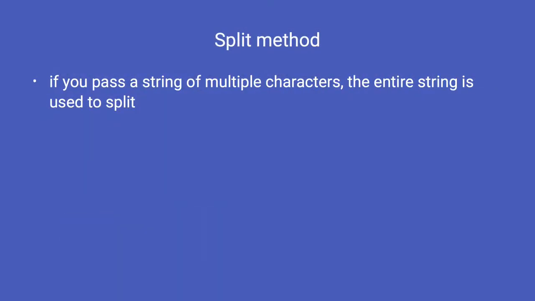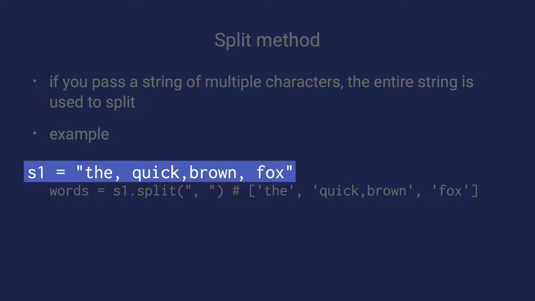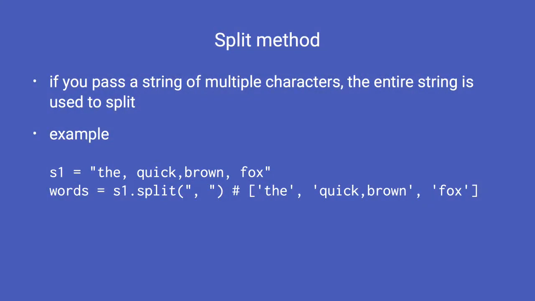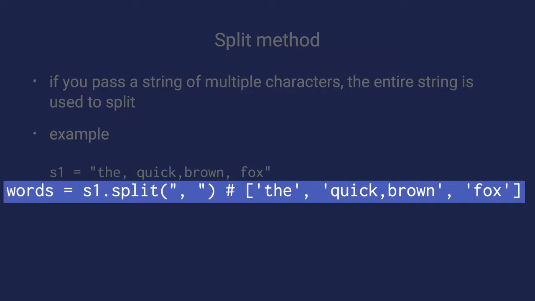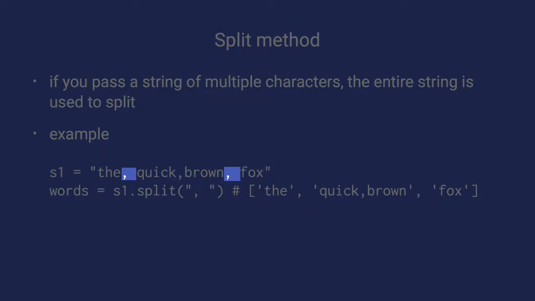You can pass a string of multiple characters as the separator, but this is less common. In this case, it only splits when the entire separator string is encountered. In this example, we have a space and a comma after the word the, but only a comma after the word quick. There is a space and a comma after the word brown. If we split it by passing the string consisting of a space and a comma, we get a list of 3 strings, as it only found a space and a comma together in 2 locations in the original string.